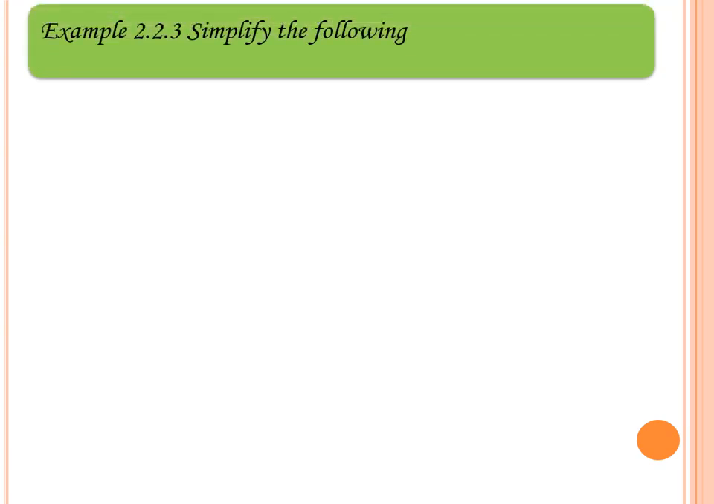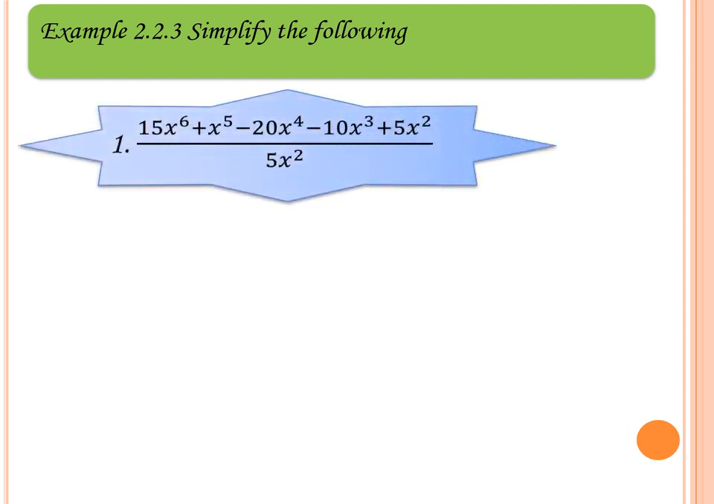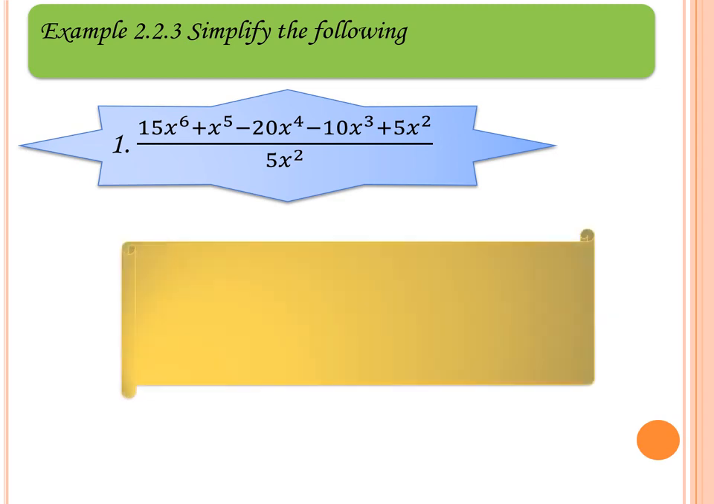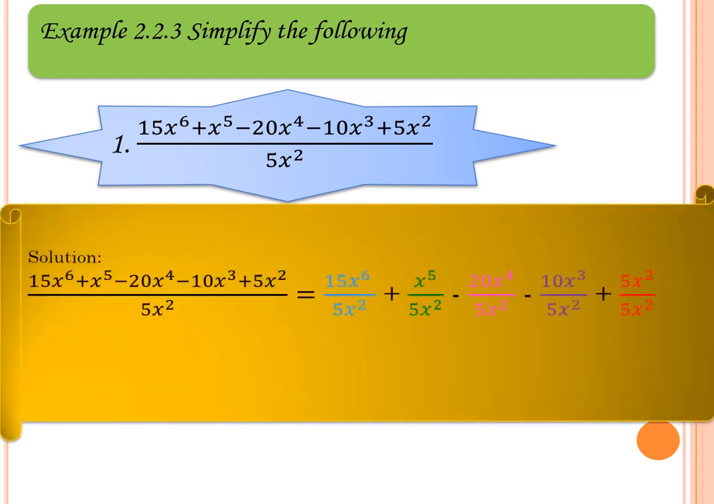For our example 2.2.3, we're going to simplify the given expression. Okay, for our first example, given this expression, to solve this one, we're going to divide each term of our numerator by 5x squared. So, we will have 15x to the power of 6 divided by 5x squared plus x to the power of 5 divided by 5x squared minus 20x to the power of 4 divided by 5x squared minus 10x cubed divided by 5x squared plus 5x squared divided by 5x squared.